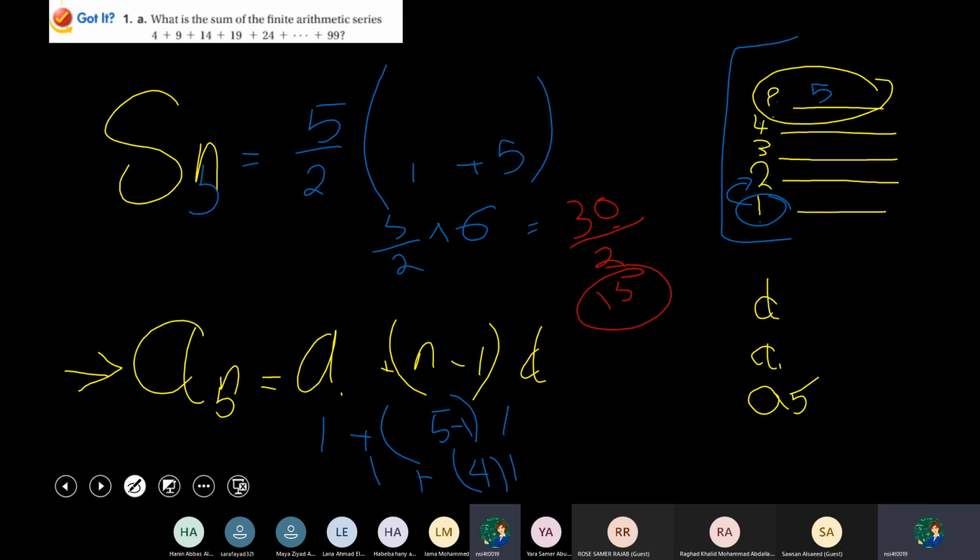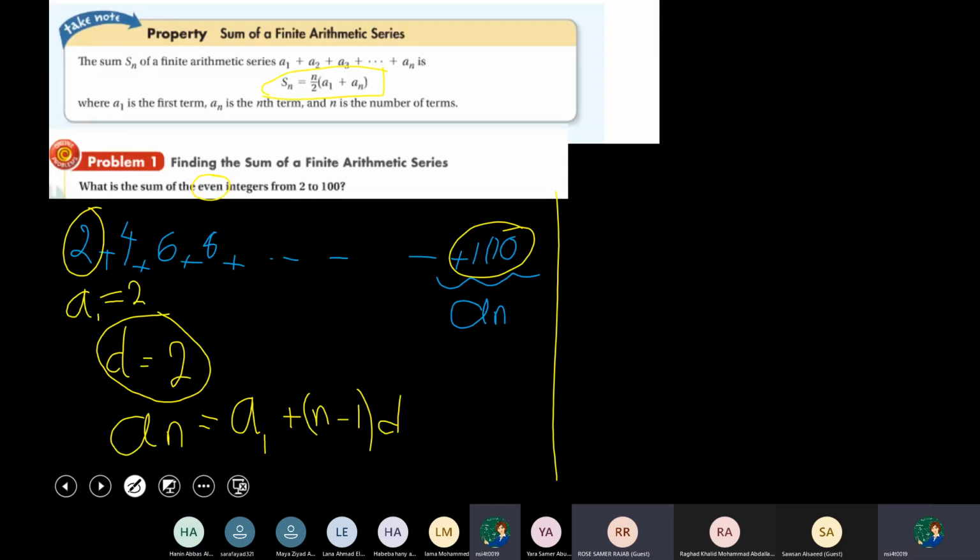So a sub n is the number of girls in the last desk, in desk number 5. But S sub n is the summation of the girls in the class. Is it clear? Yes, teacher. Okay. Thank you. Now come back here. Here now, I know that the last term is 100. I will rewrite it here now.